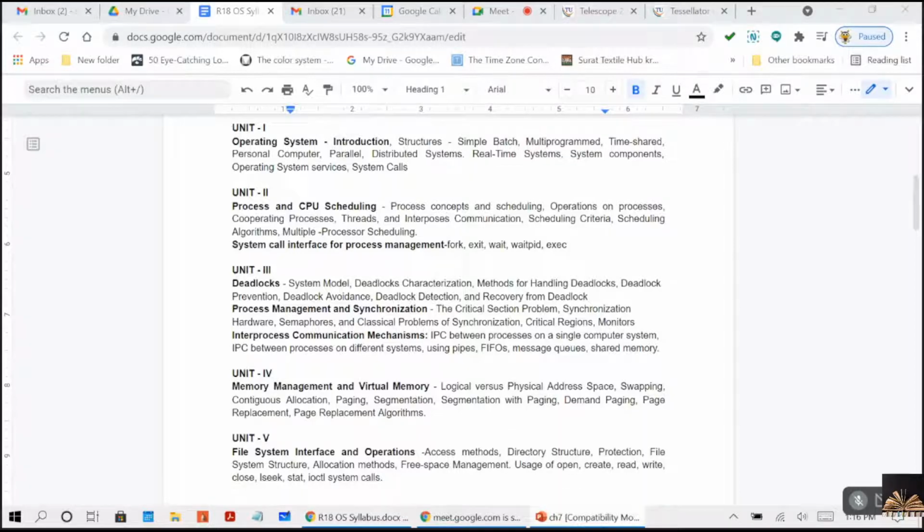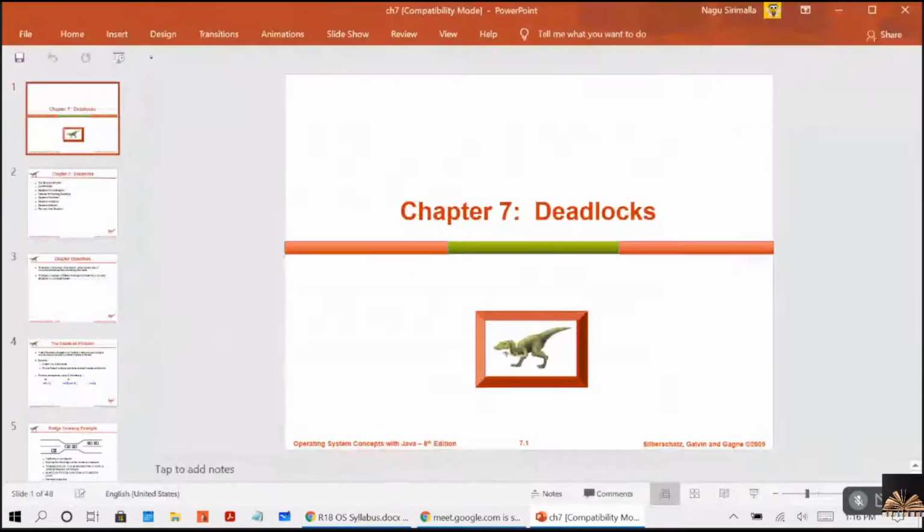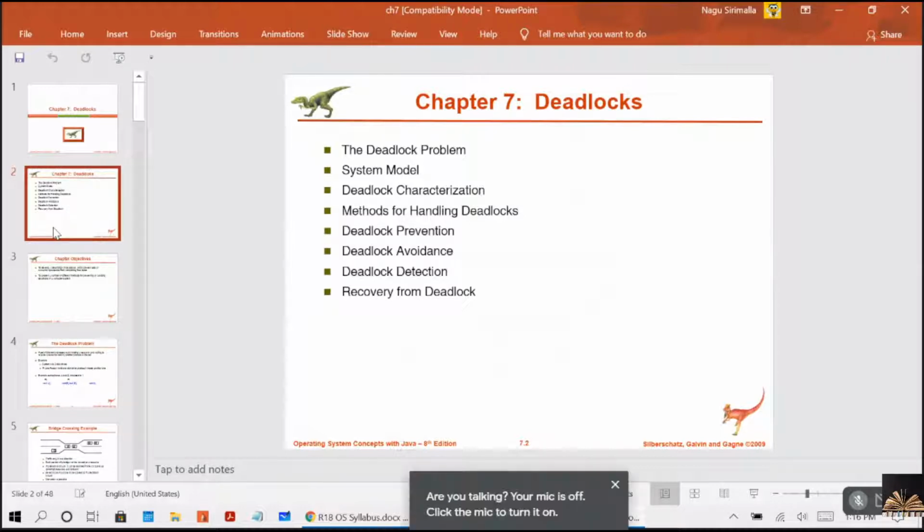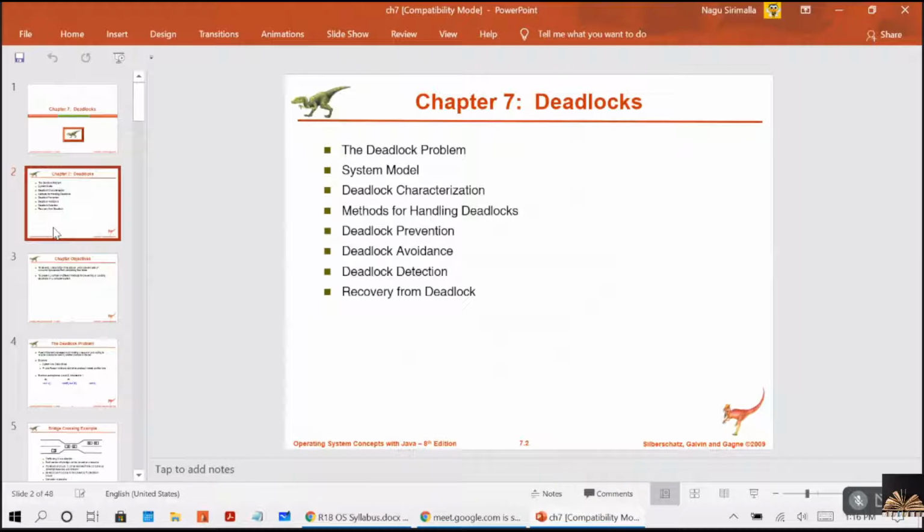So now, if you see the PPT here, this is completely discussing about deadlocks, right? So in the deadlock, what we are going to learn? We are going to learn about the deadlock problem. We'll see what is the deadlock. Then we'll see the system model. Then we'll see deadlock characterization, or you can call them as necessary conditions. Then methods for handling deadlock. So in that, prevention, avoidance, detection, and recovery, right?